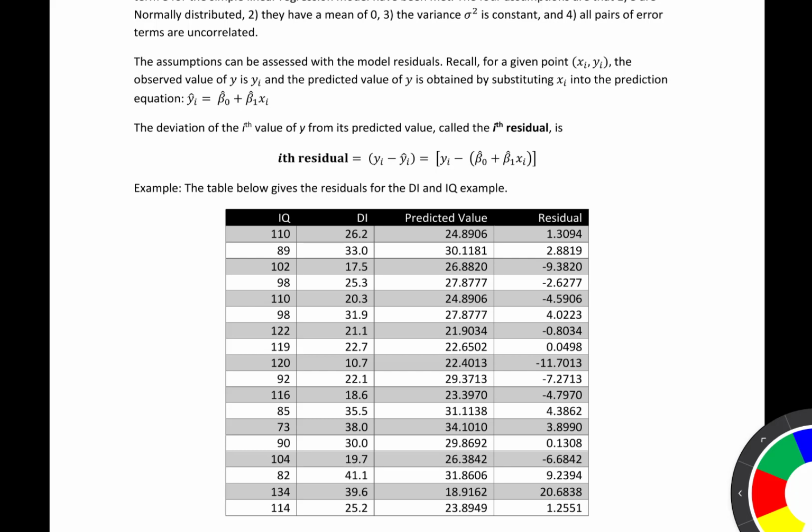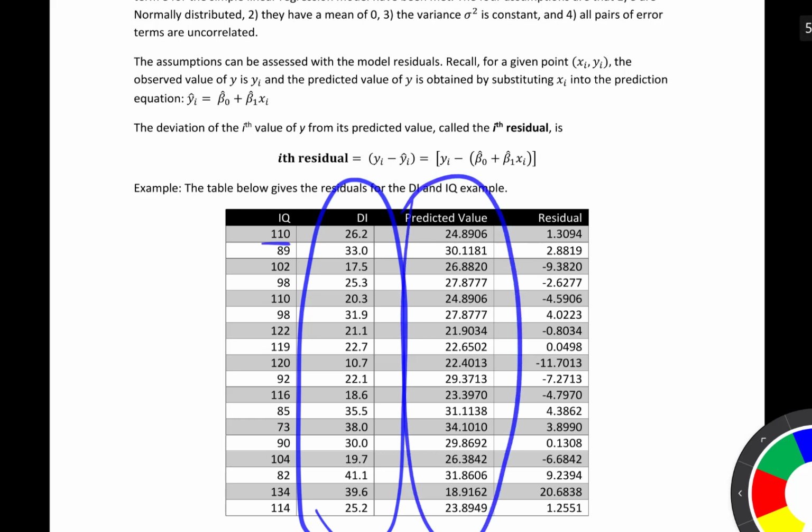And so how we do that is, notice if we look at our observed y's, which are observed delinquency indexes, we could use our model to predict what the delinquency index would be for different levels of IQ, and we get the predicted values. So each of the residuals is going to be the difference between the observed and the predicted. So in this case, if you took the 26.2, you subtracted off the 24.8906, you would get that residual. And what we do to check our assumptions is we're actually going to look at plots of these residuals.